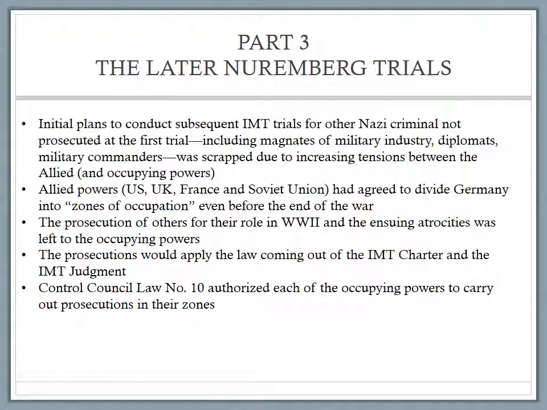The prosecutions would apply the law that came out of the IMT Charter and the IMT Judgment, and documents such as the Moscow Declaration, which we discussed from 1943, and the IMT Charter, and resolutions of the UN from 1946 and 1947, which we also discussed, essentially underscored that war criminals are subject to trial and punishment independently of the time and place of the commission of the crimes, so that the Allies could basically go to the ends of the earth to find these people and prosecute them. Control Council Law number 10 authorized each of the occupying powers to carry out prosecutions in their particular zones. And they did, and we'll discuss them.